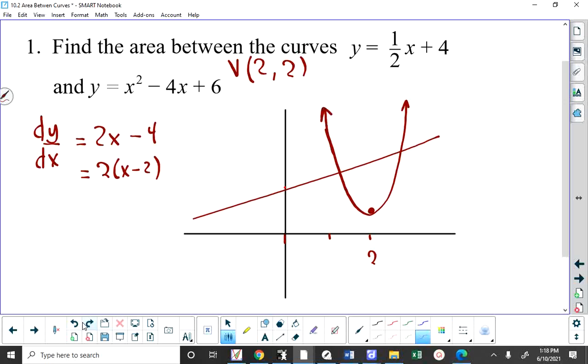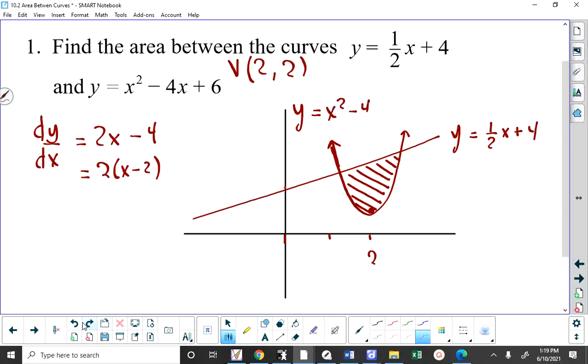So if you want to determine the enclosed area, then you're asked to determine this area. And on any kind of written response question or assignment, certainly at the university level, you would be required to include a sketch of the problem as well as the solution. So this is y equals 1/2 x plus 4. And this is y equals x squared minus 4x plus 6.